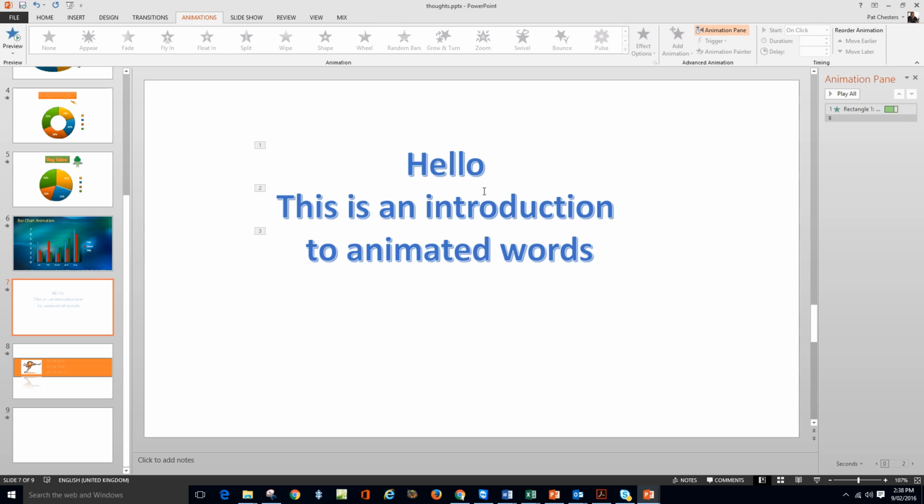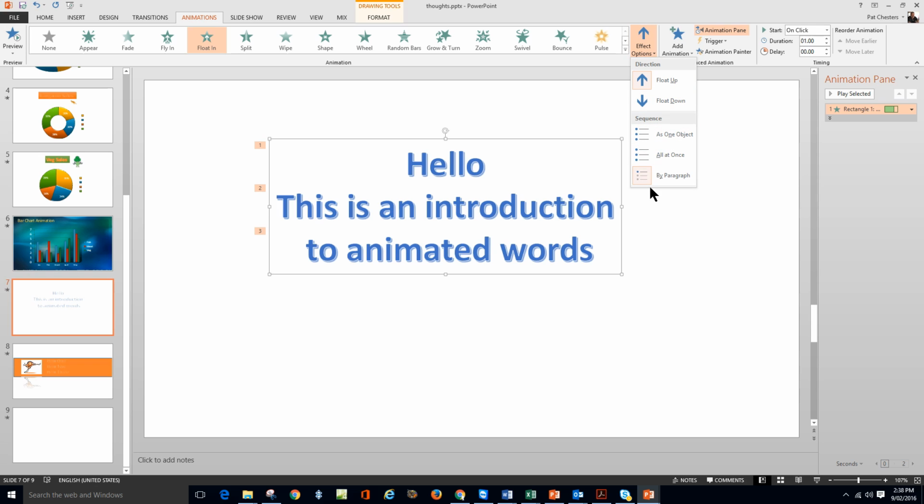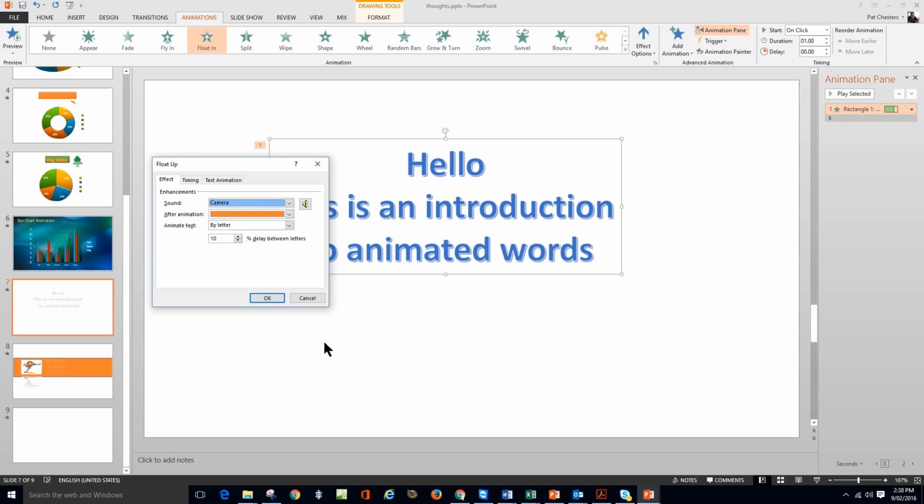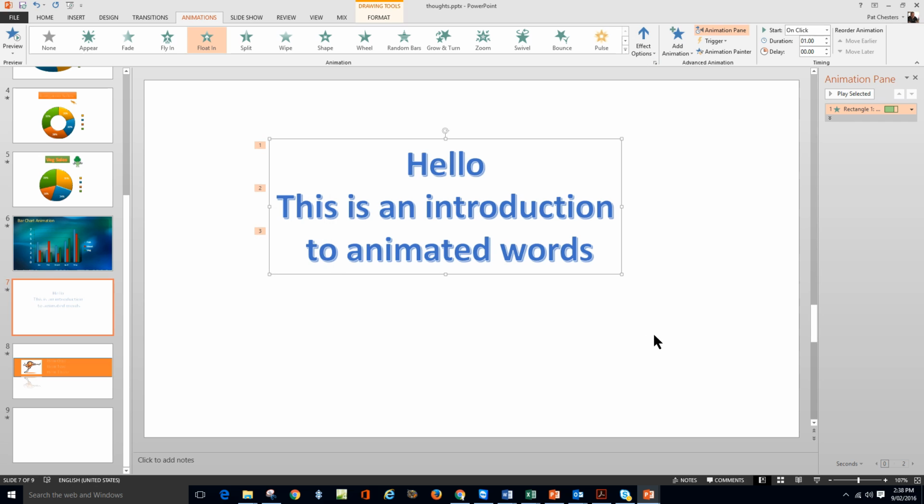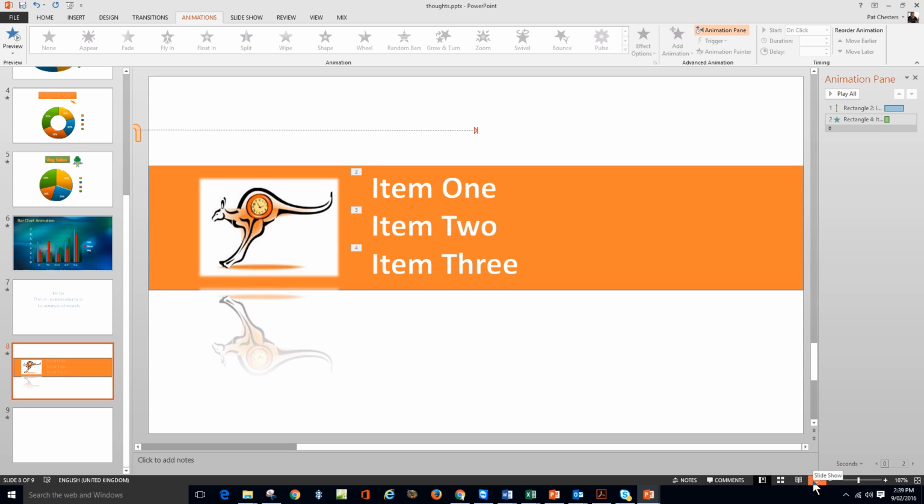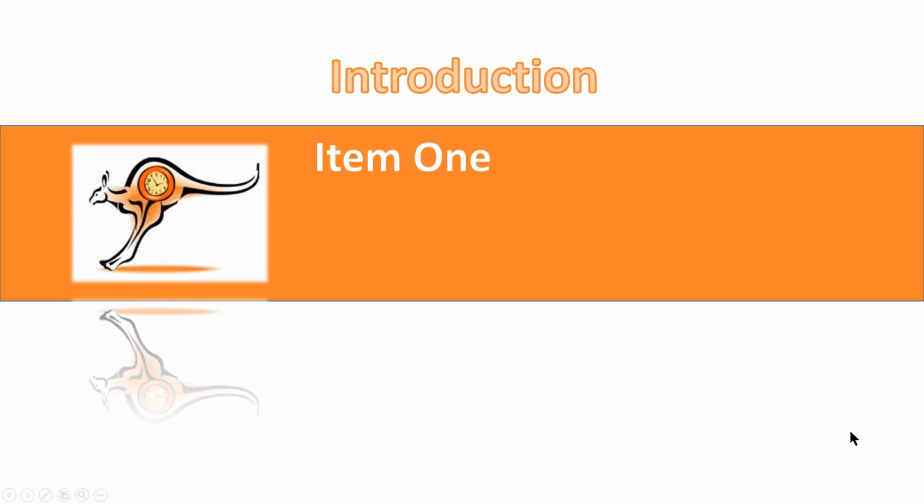So quite simple. Once you've got that selected, you can choose your animations from the animation tab, the effect options, the sequence, and then further details from within here. Now this one, let's run the animation for this. Waits for the click. In comes some words, and then fade in each line as you click.